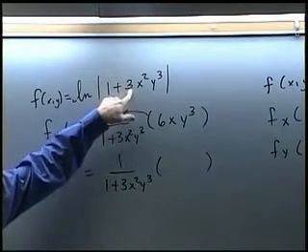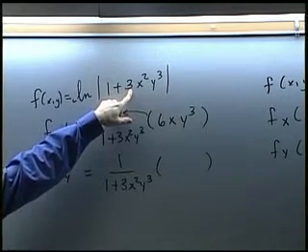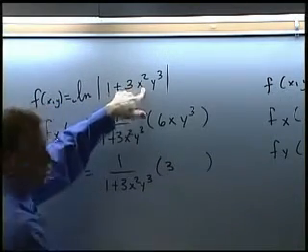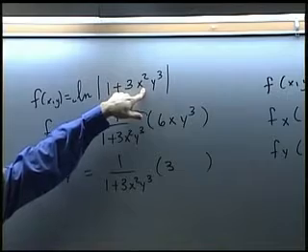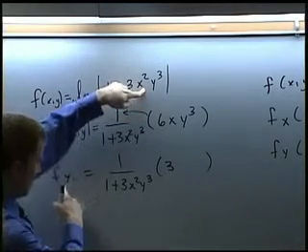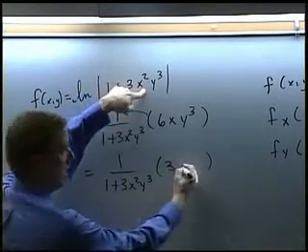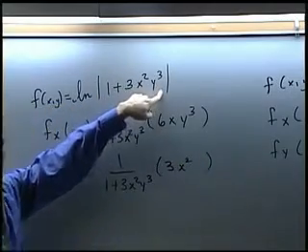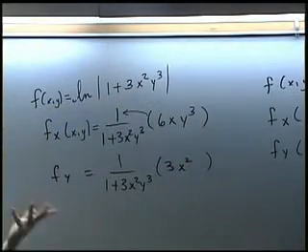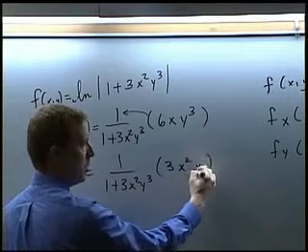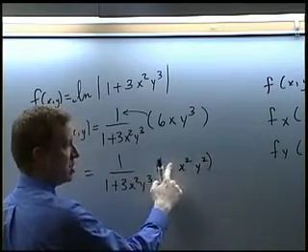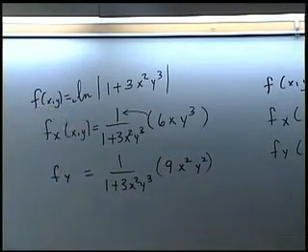Does the 3 just stay there as part of the derivative? Yes. Does the x squared just stay there as part of the derivative? Yes, because x is a number this time. Y is the variable. And then what's the derivative here for y cubed? 3y squared. So I can either write 3y squared, or I can just change this over to a 9 from 3 times 3.